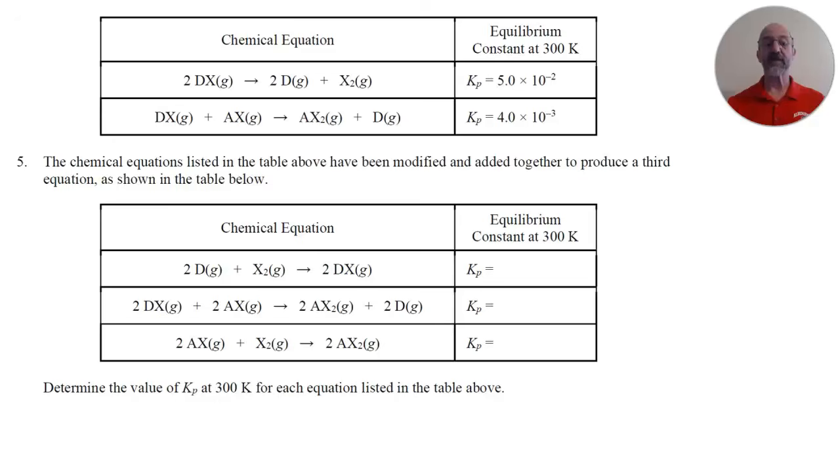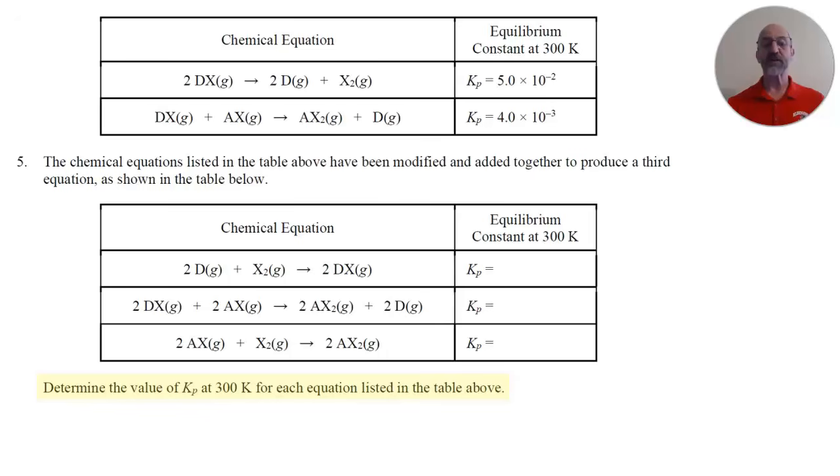So question 5 says the following. The chemical equations listed in the table above have been modified and added together to produce a third equation as shown in the table below. Determine the value of the equilibrium constant Kp at 300 Kelvin for each equation listed in the table above.